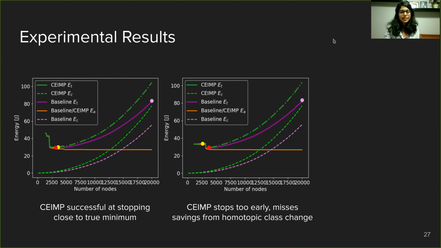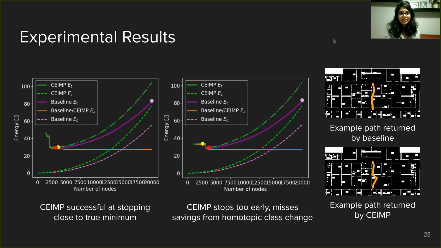In these plots, the x-axis is the number of nodes in the PRM star, and the y-axis is the energy. The red marker is the true minimum of the total energy curve, and the yellow marker is where CEIMP decides to stop. We can see that CEIMP does very well at stopping earlier than the baseline, which is the purple marker, the maximum number of nodes to compute. And as a result, it saves a lot of energy by doing so. On the right, we see an example where CEIMP stopped a little too early because it missed savings from homotopic class changes, as seen from that jump in total energy. Still, it makes remarkable savings compared to the baseline.